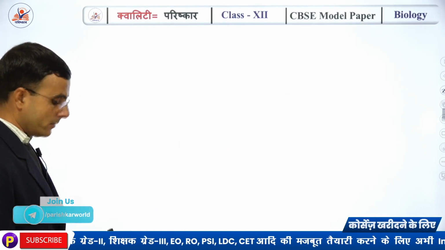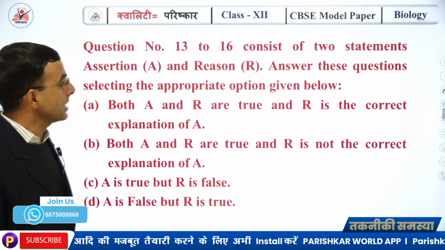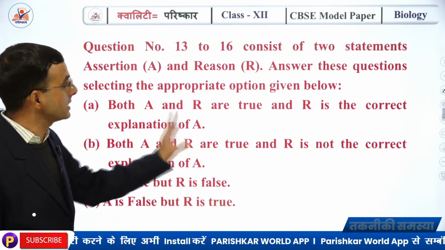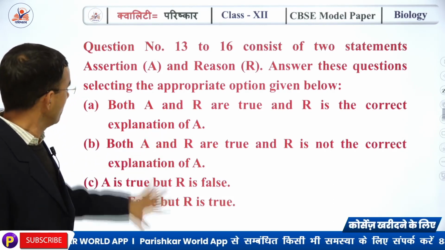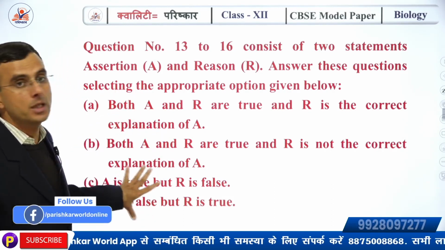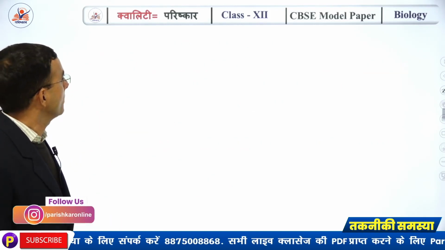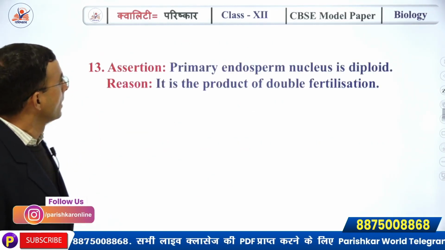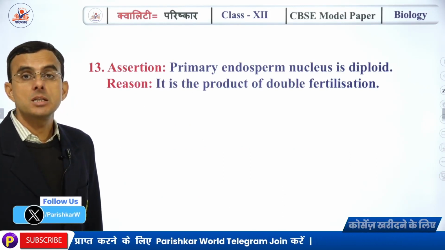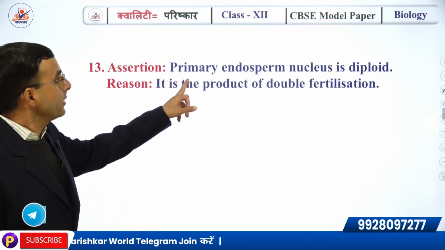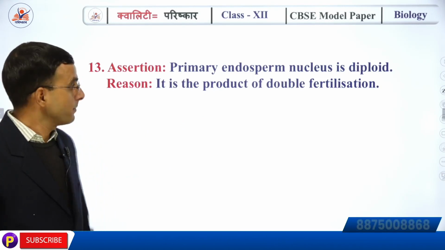Next, there are questions 13 to 16, and in these questions you have to write the assertion-reasoning type of answers. In assertion-reasoning type, you have to follow these guidelines. So we will go through question 13. Assertion: primary endosperm nucleus is diploid. The primary endosperm nucleus is the product of double fertilization. So look at this one.